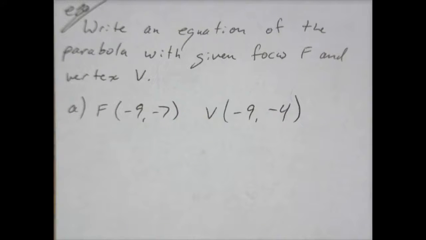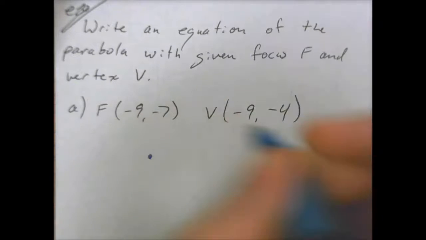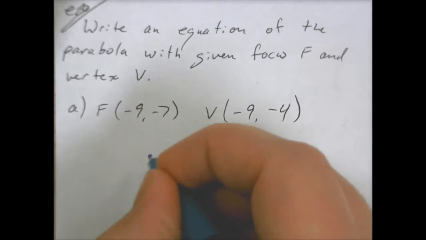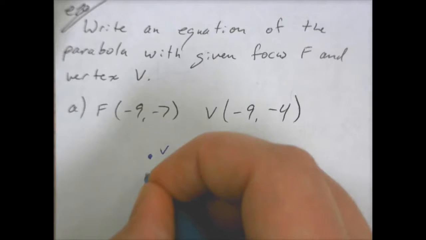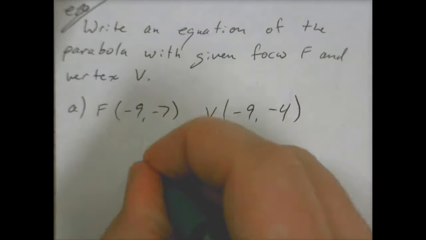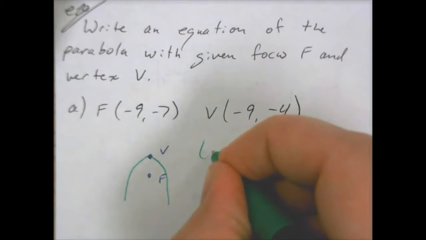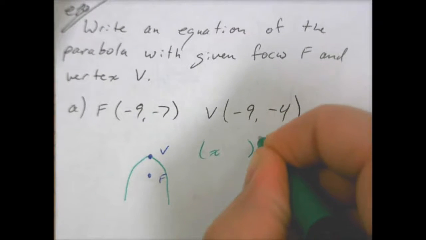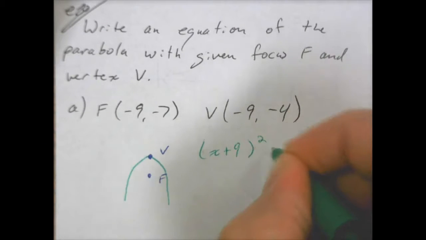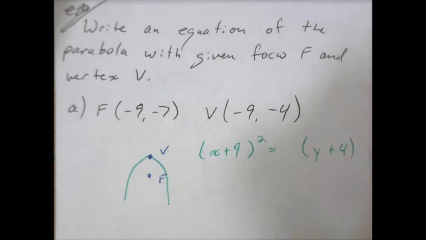All right, with this one, it says write the equation of a parabola with given focus F and vertex V. It tells us our focus, tells us our vertex. So if I know that the vertex is (negative 9, negative 4), it's over here somewhere, and the focus is (negative 9, negative 7), that means that's going to be even lower. So there's our focus, which would mean that my parabola is opening down. So I know that in order to write standard form, I will have the x term squared, so (x plus 9) squared equals 4p times (y plus 4).